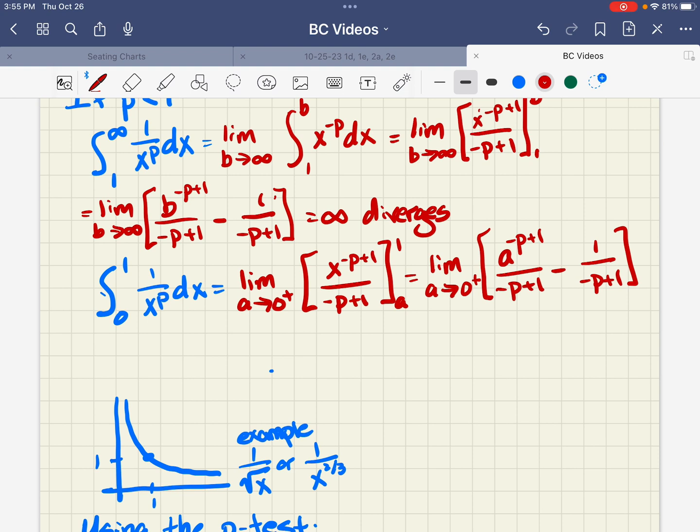Okay, so now a is going to 0, which means this first fraction is going to go to 0, because 0 to a positive power is going to be approaching 0. So this is going to actually come out to just the second part. And now we have minus a negative, so let's rewrite that as taking the opposite of the denominator, 1 minus p. So that converges to some positive value since p is less than 1.